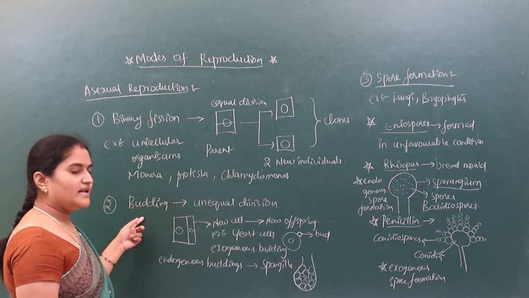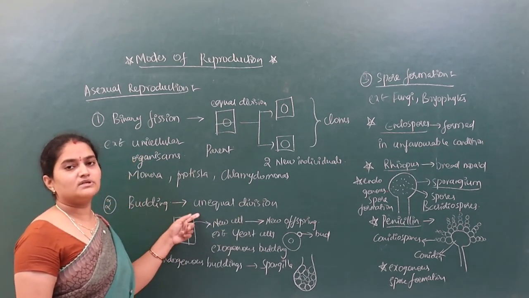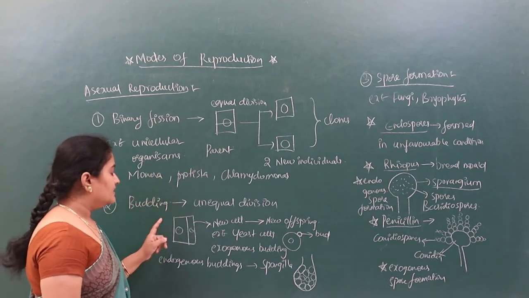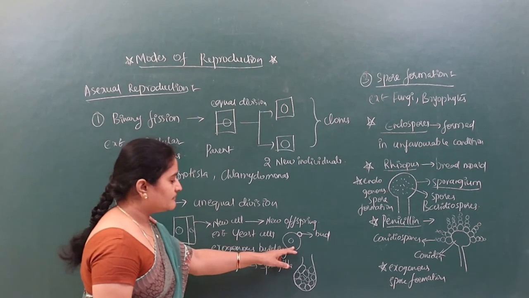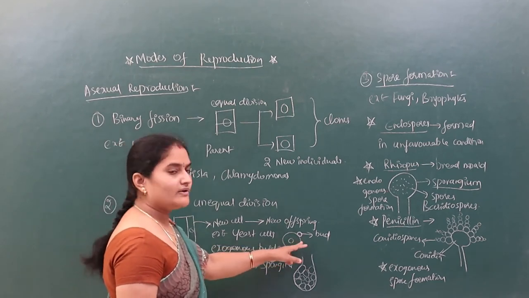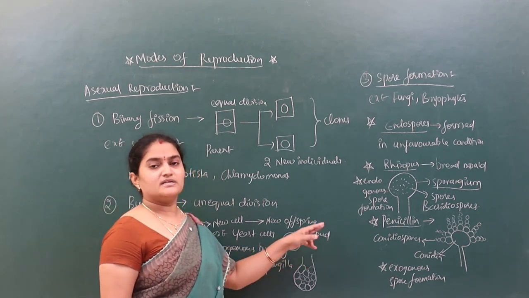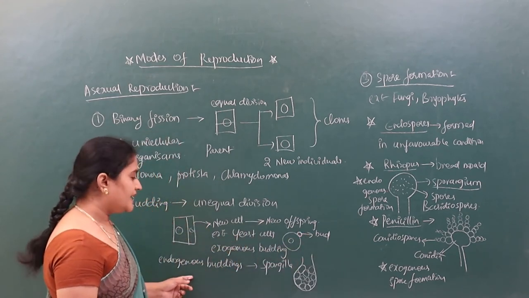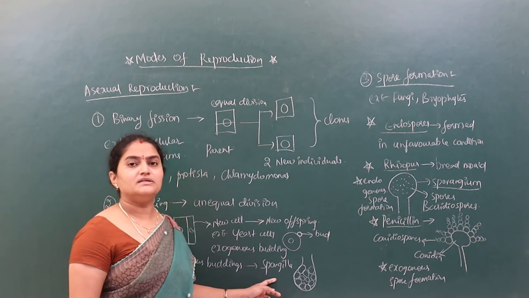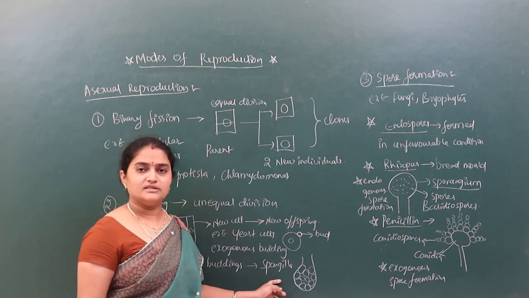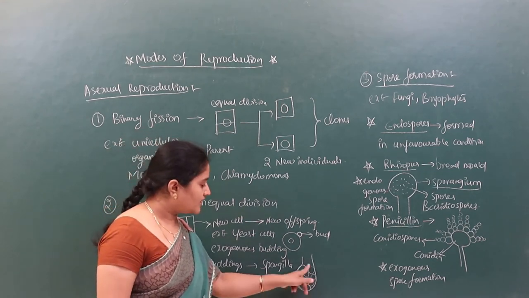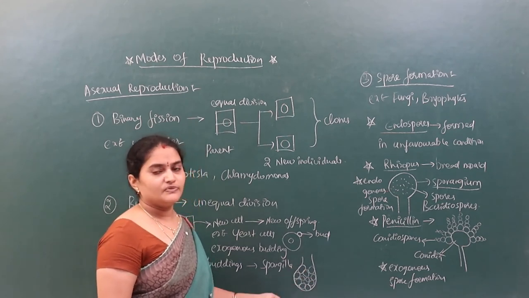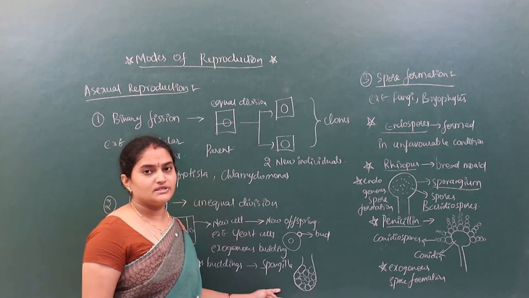And the next one is budding. In binary fission it is an equal division, but here, because of unequal division of the yeast cell, it gives rise to a bud. This bud is an exogenous budding. But there is another type, endogenous budding, present in Spongilla, a freshwater sponge. A number of buds will be present inside the Spongilla. So this is called endogenous budding.